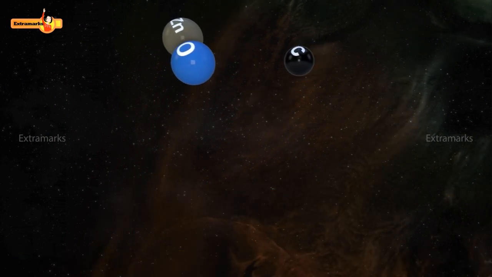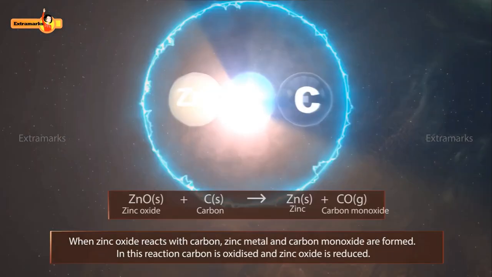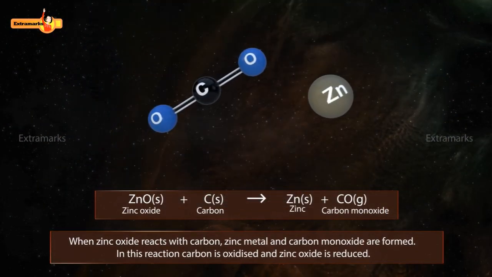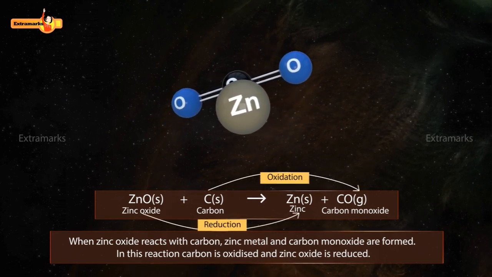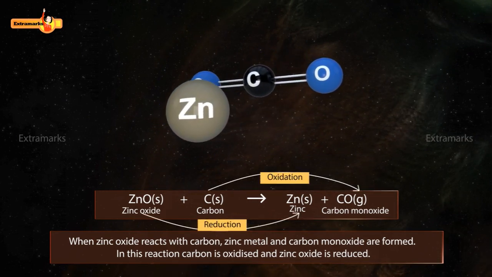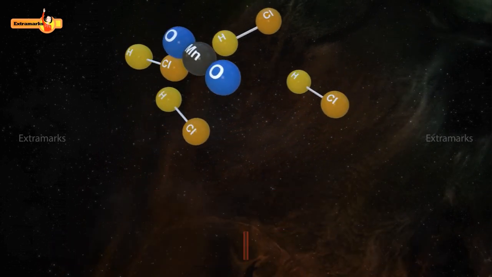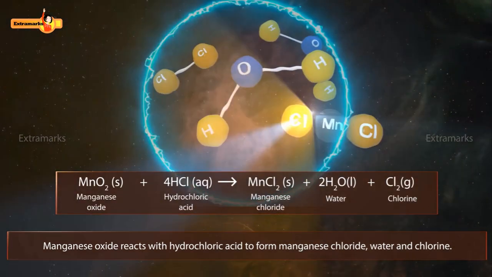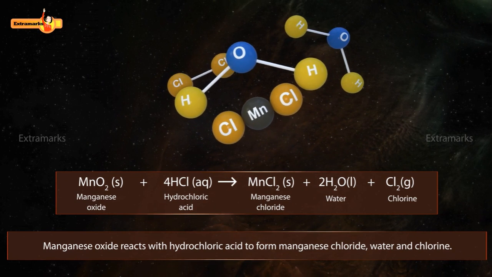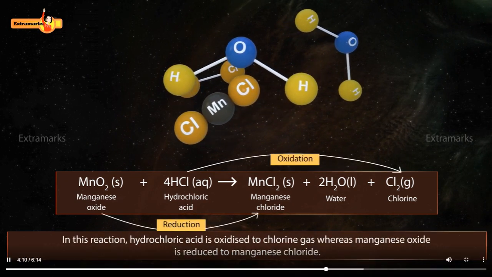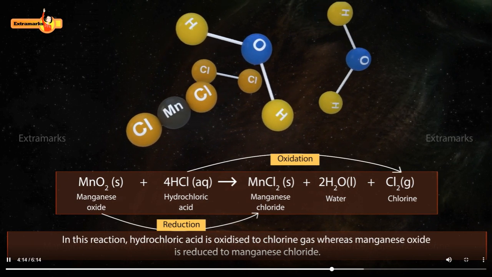Let's consider some more examples of redox reactions. When zinc oxide reacts with carbon, zinc metal and carbon monoxide are formed. Notice in this reaction, carbon is oxidized to carbon monoxide and zinc oxide is reduced to zinc. Similarly, manganese oxide reacts with hydrochloric acid to form manganese chloride, water and chlorine. In this reaction, hydrochloric acid is oxidized to chlorine gas, whereas manganese oxide is reduced to manganese chloride.